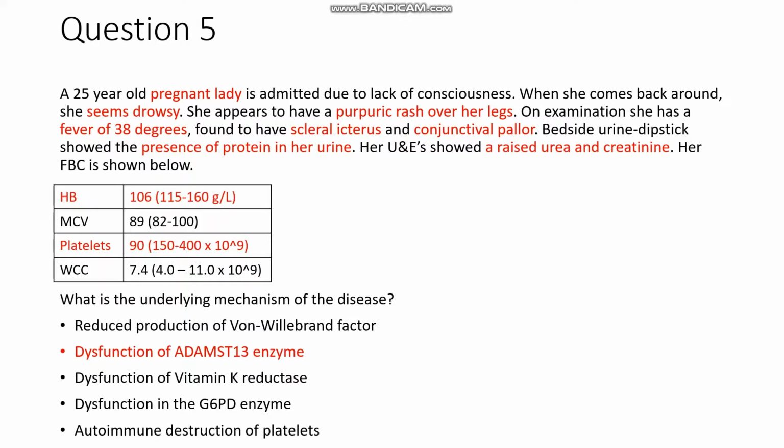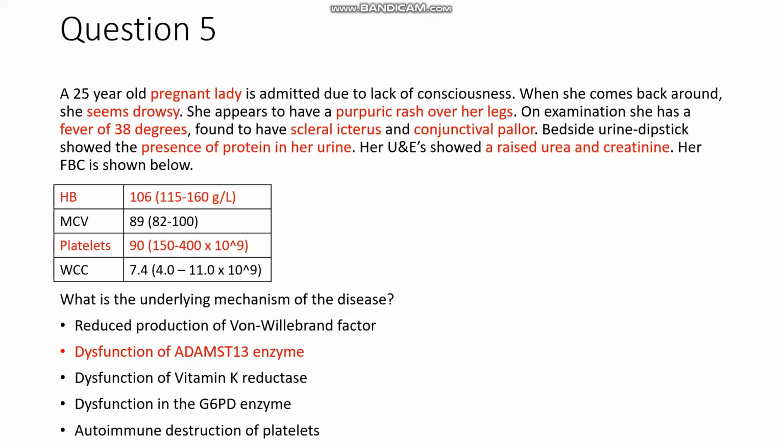She appears to have a purpuric rash over the back of her legs. Number one thing that tells us is this is likely to be a thrombocytopenia. Okay, so that's already, we filled out 2 of the criteria. On examination, she has a fever of 38 degrees. Fever is another one of those criteria, so therefore, that's 3 of the 5 criteria.